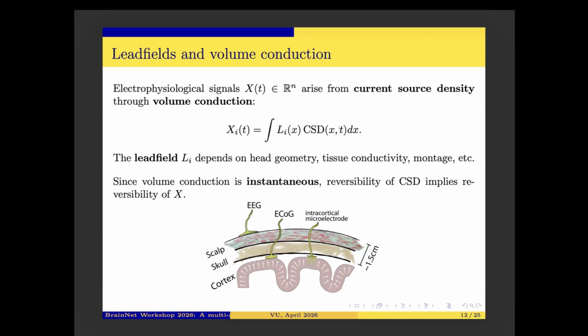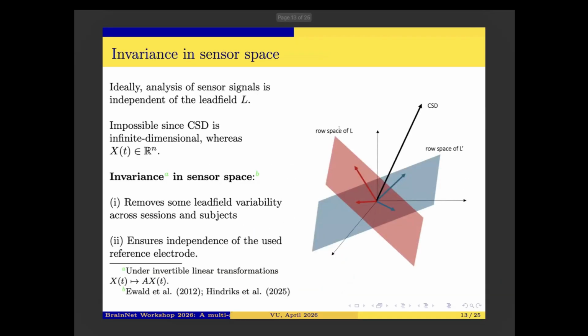And the same is true for non-equilibrium dynamics. So if the underlying system, the current source density, is in equilibrium, then the sensor signals are also in equilibrium. So you can detect non-equilibrium dynamics on the sensor level, but of course it's distorted, because the CSD is infinite dimensional and you project it to n-dimensional space, so you get some distortion. That's where this invariance comes in.